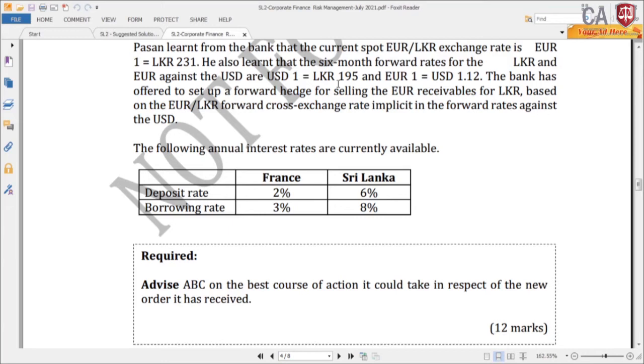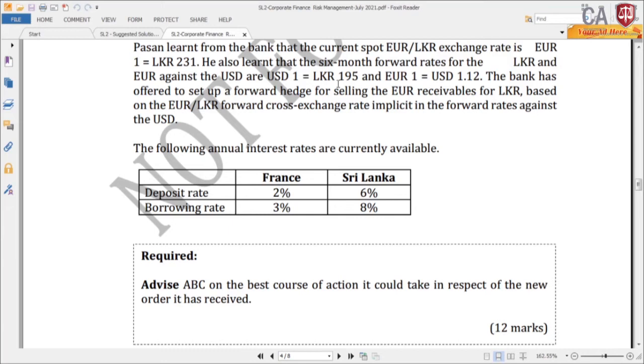So when we look at these two rates given for two countries, I am sure all of you with foreign currency management knowledge will have to think what the question could be first. It has to be forward exchange risk management, or maybe the risk management area. One of the things is money market hedging. So when you look at the question now, advise ABC on the best course of action it would take in respect to a new order it has received.